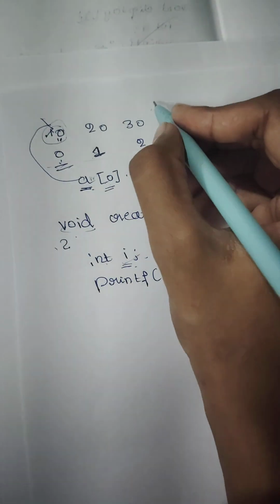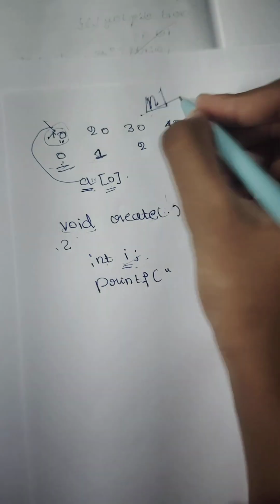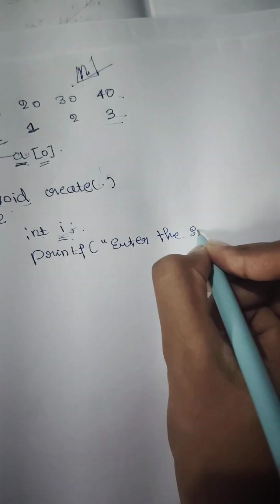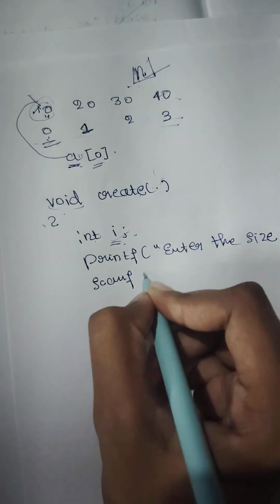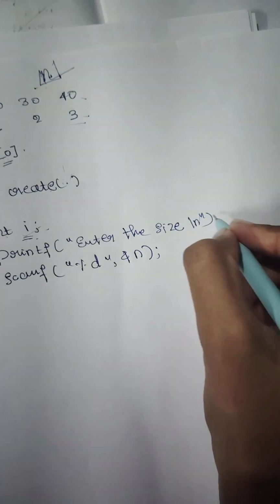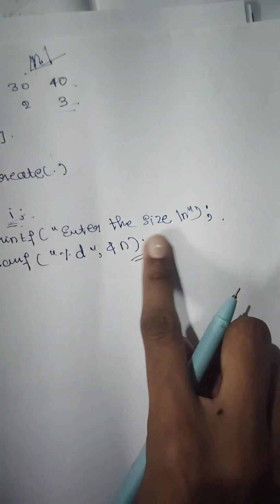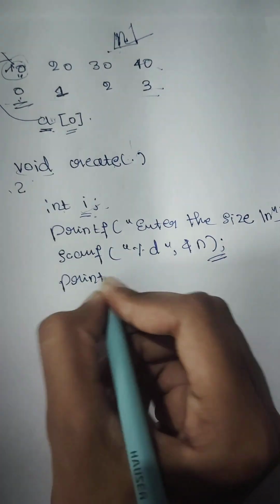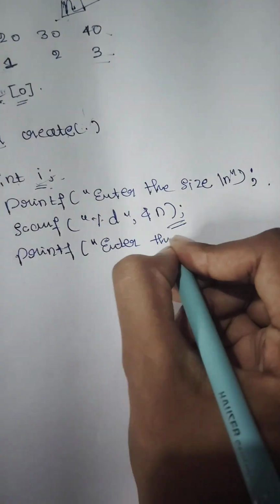Let's say that the size is indicated by the letter n. Now, enter the size. While inputting anything, we use the ampersand operator, so I'll be using it, and I hope you don't forget to insert the semicolon at the end of particular statements. Now you have to insert the elements. For that, you are just displaying the message: enter the elements.